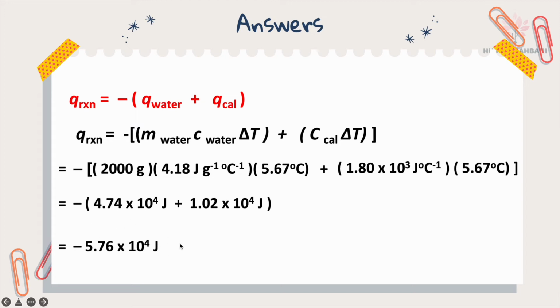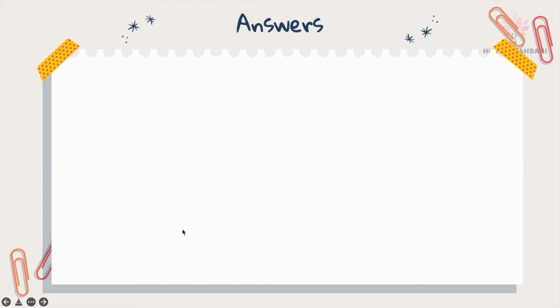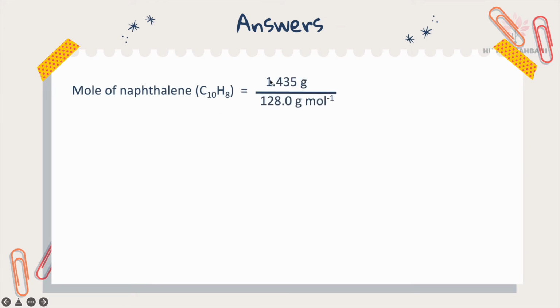This is not 1 mole yet. We don't know for how many mole. So the amount of heat released when the combustion process happens is 5.76 times 10 to the power of 4 joule. The question asks for 1 mole. For this one, we don't know how many mole, so you have to calculate. We have the mass of the naphthalene. Mass divided by the molar mass, you will get the mole.